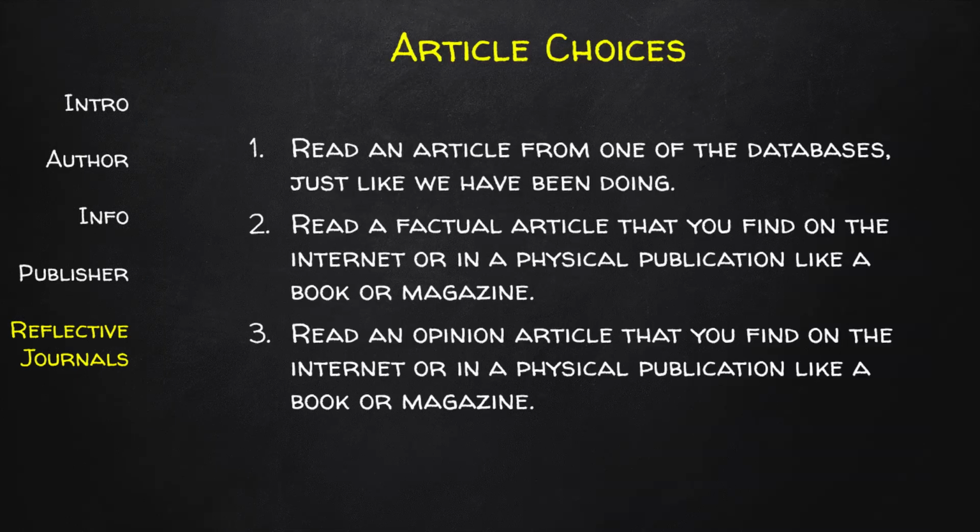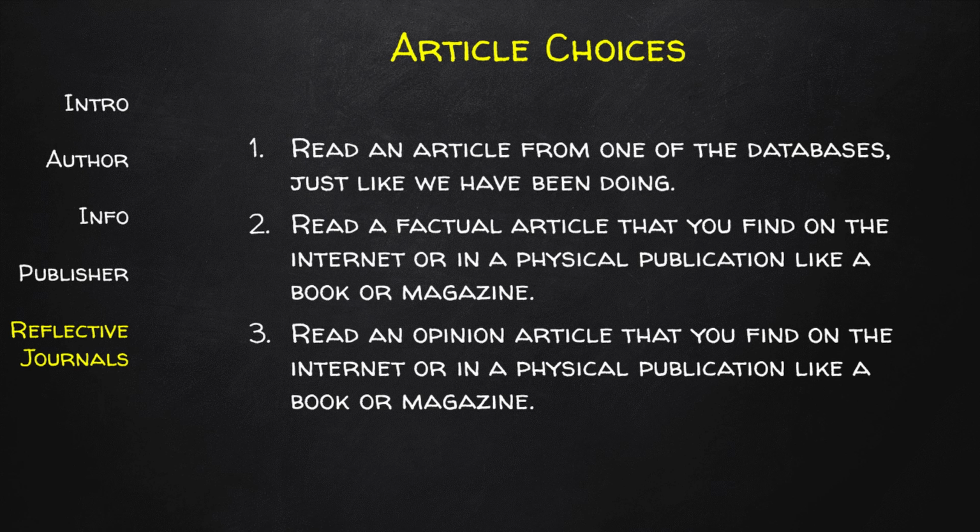So, now that you can choose more sources, the Weekly Reflective Journal gets a little more difficult. Basically, each week you have 3 choices. 1. Read an article from one of the databases, just like we've been doing. 2. Read a factual article that you find on the internet or in a physical publication like a book or magazine. 3. Read an opinion article that you find on the internet or in a physical publication like a book or magazine.